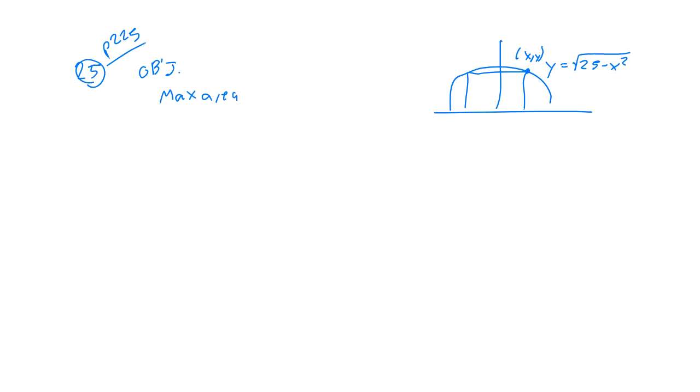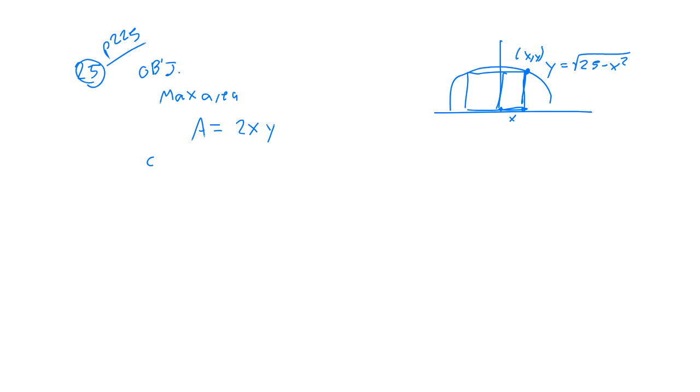And the area of a rectangle is base times height. Now, this x right here is just the distance from the y-axis to this point. So the entire base of the rectangle is going to be 2x, and the height is given by the y-coordinate at this point. So that's 2xy.